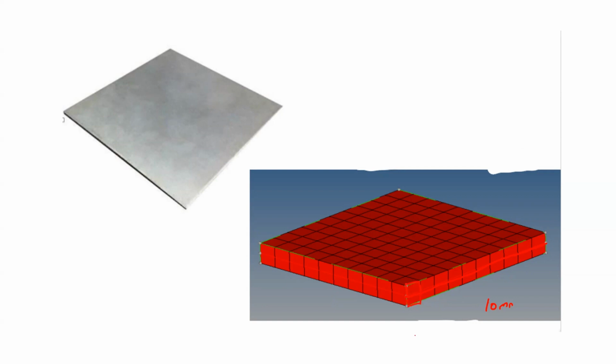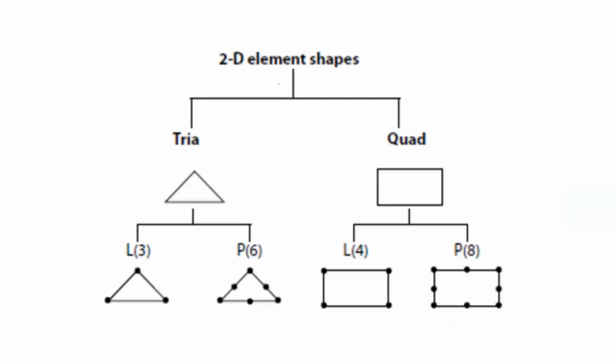Now, coming to this part, there are two main types in meshing of 2D elements. One is tria, and the other one is quad.